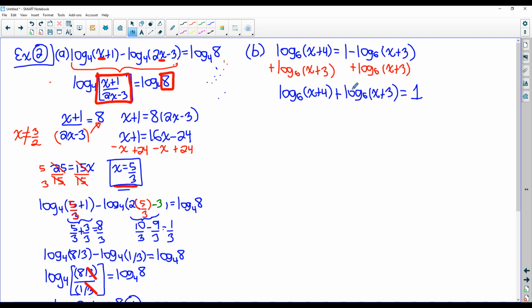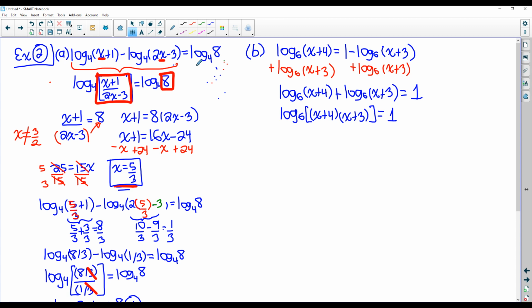Okay, now let's combine them. And we do that using the product rule because we're adding two logarithms with the exact same base. There's no coefficients in front of them. So it would just be log 6. And then the product rule would just be multiply the arguments together. And that's going to be equal to 1.